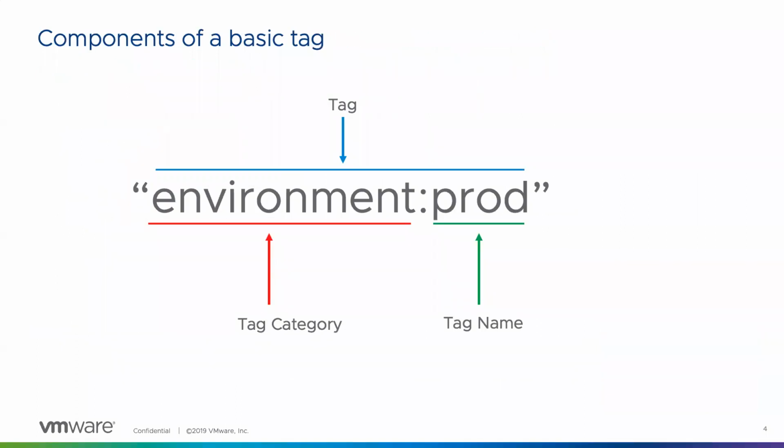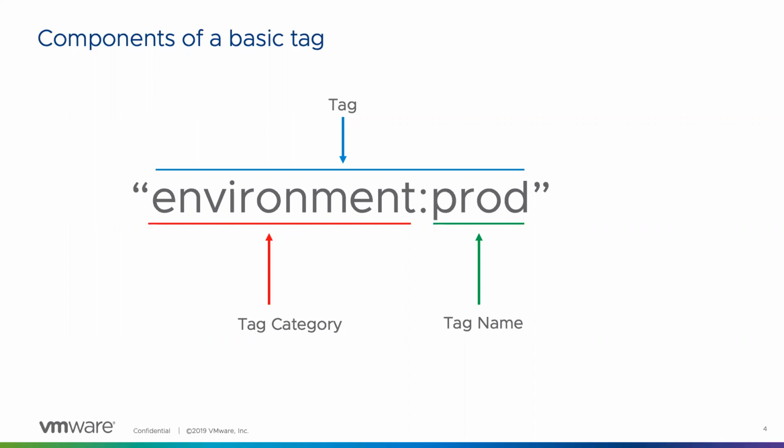So if we look at a tag, it is broken into two things. On the left-hand side, you can see there's a tag category. These tag categories are typically some aspect of your environment, some way that you're going to classify. And on the right-hand side, there's the actual name of that tag. Together, that is a tag.